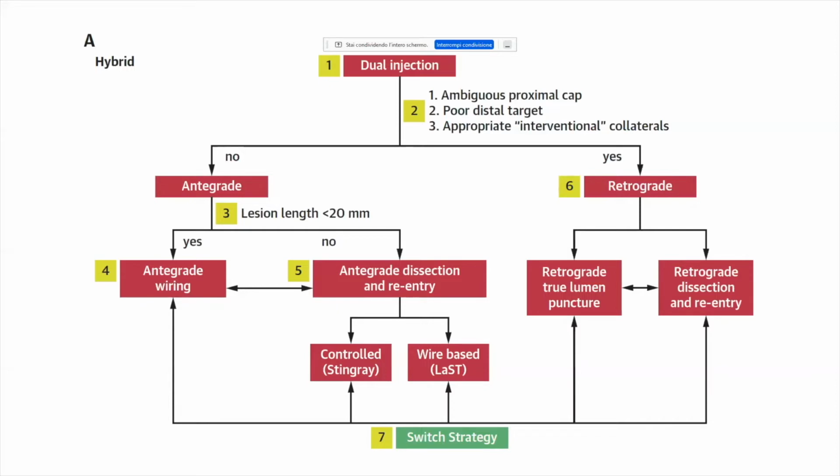After looking at these three characteristics, we can choose to go antegrade or retrograde. If I have an easy morphology of the proximal cap that is tapered and the lesion is short, I can go antegrade, taking into account that if the lesion is very long, longer than 20 millimeters, probably I have to perform an antegrade dissection and re-entry.